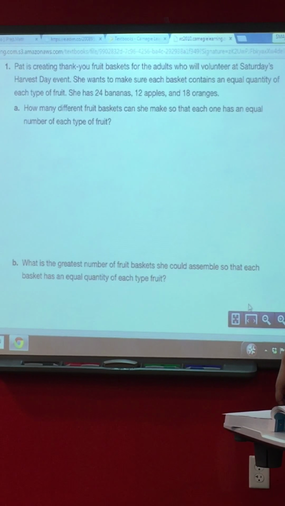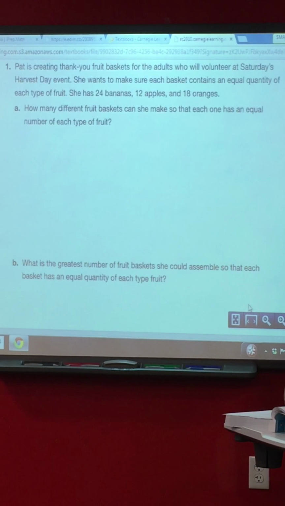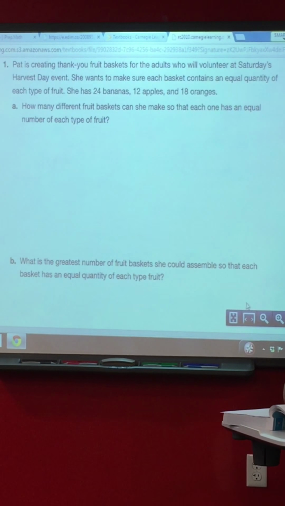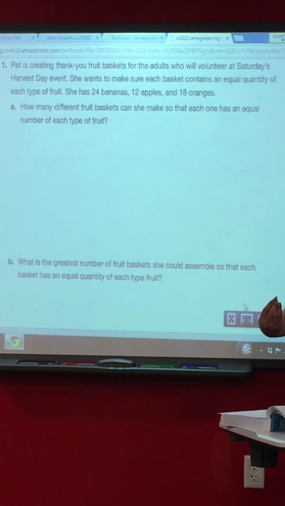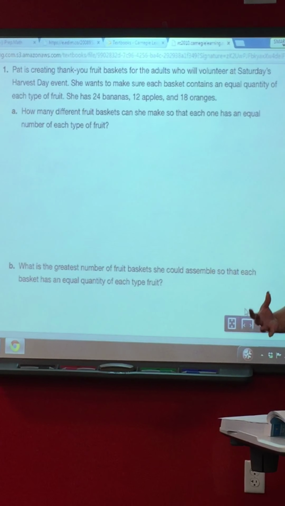So go ahead and open your Carnegie book to page 70. What we're going to be doing is exploring the prime factorization and finding the greatest common factors of numbers.